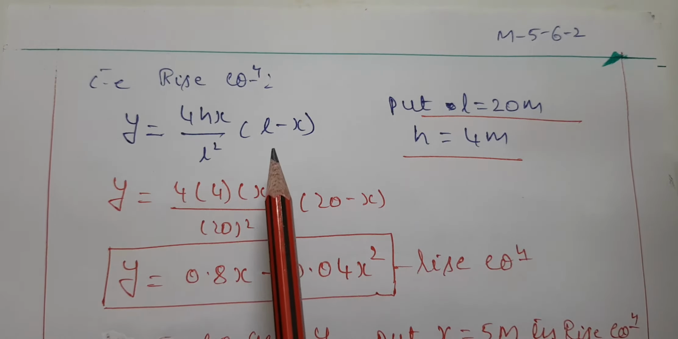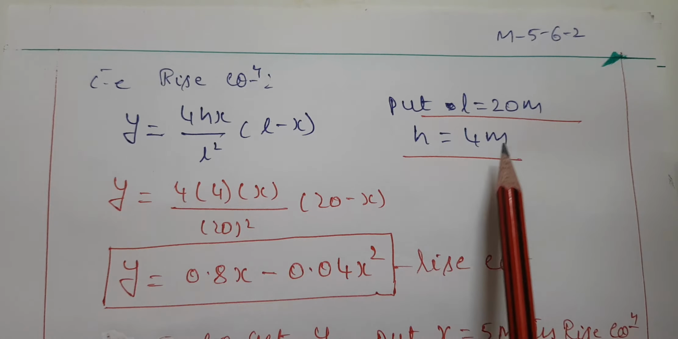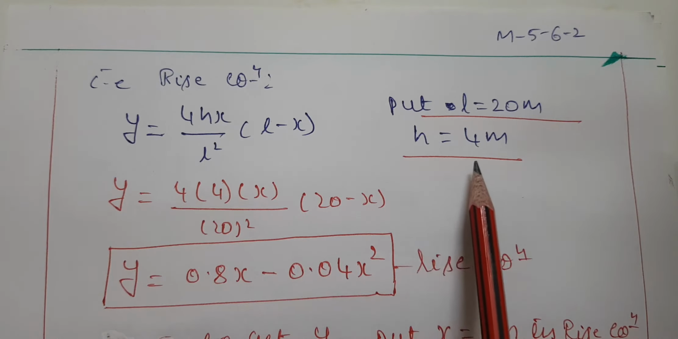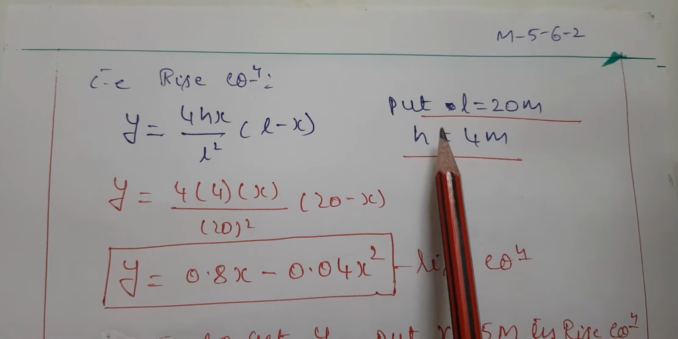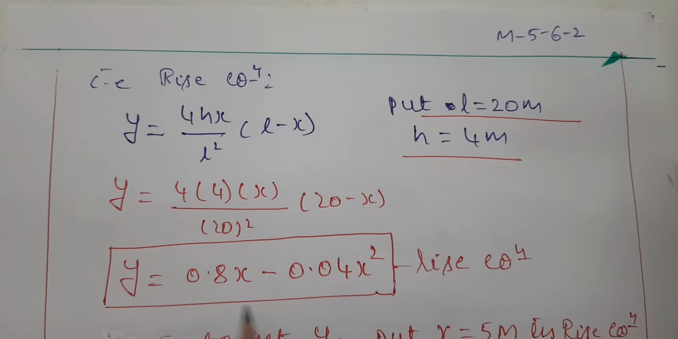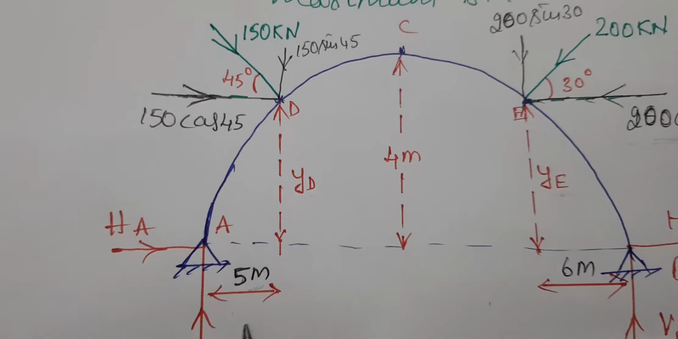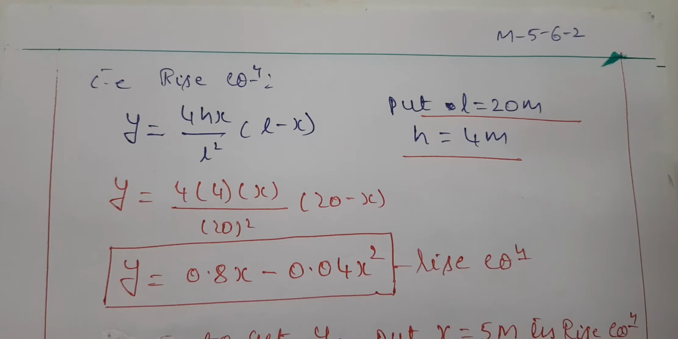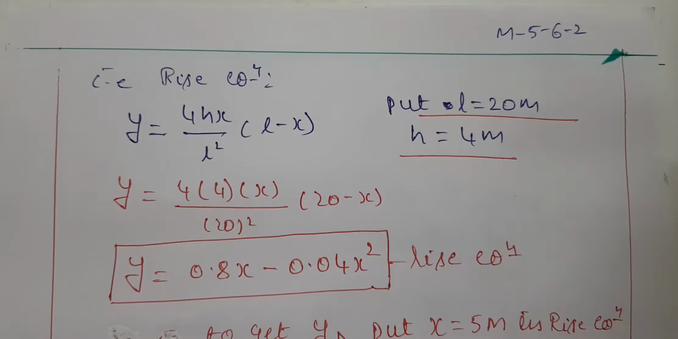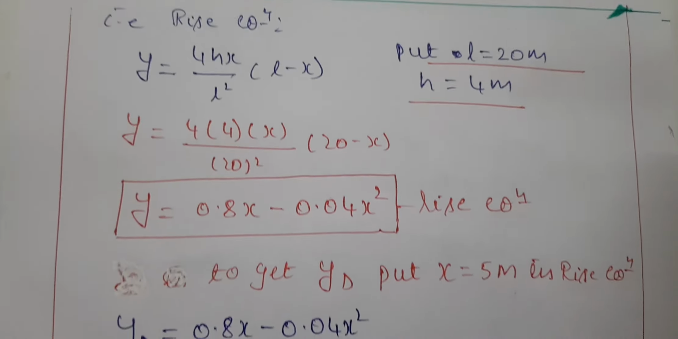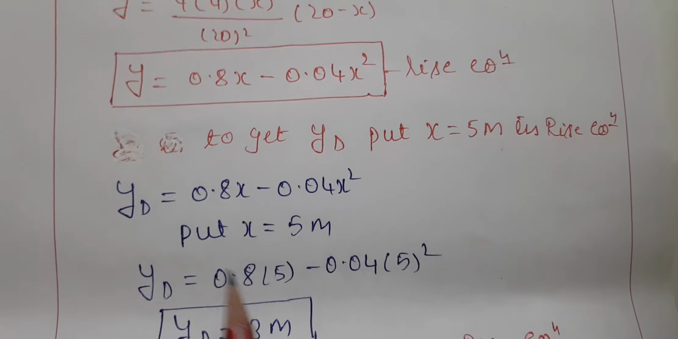This is the rise equation for the parabola, and we know the length is 20 meters and the rise is 4 meters. Substitute these values, and you will get this equation. In this equation, if you substitute the x value as 5 meters, then you will come to know the YD value. I'm putting 5 in the above rise equation.